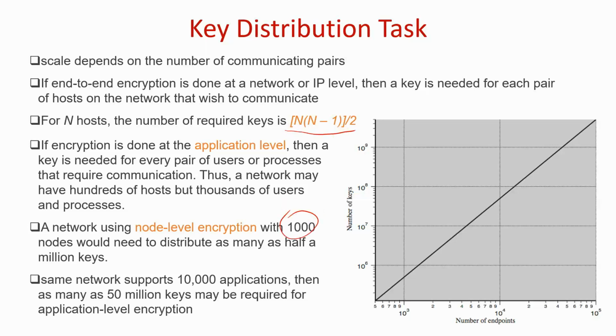It's 1,000 multiplied by 999 over 2, which is approximately 500,000 keys. And this is only if we're doing even node level encryption, which is encryption at the level of the device. If you're going to do encryption at the level of the applications, which is more likely, then every pair of applications will need to have a key. And so suddenly these 500,000 keys can become 50 million, can become 100 million keys in a very short period of time. And so the key distribution task is actually quite challenging due to the number of required keys that need to be exchanged.